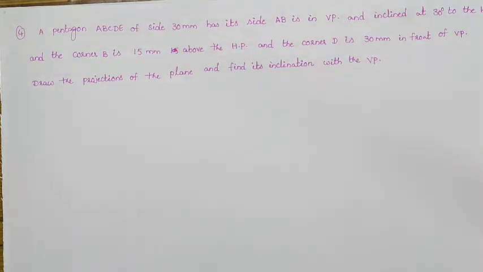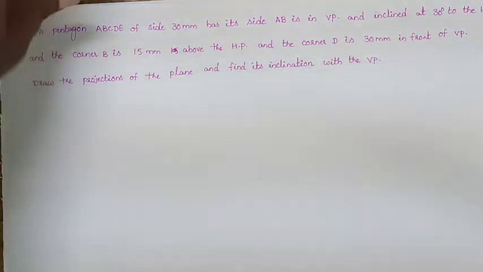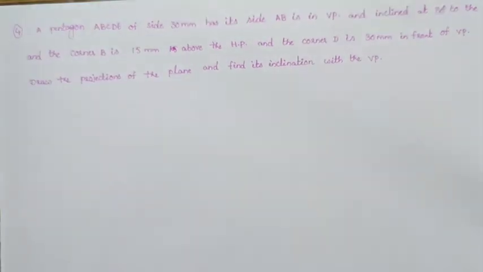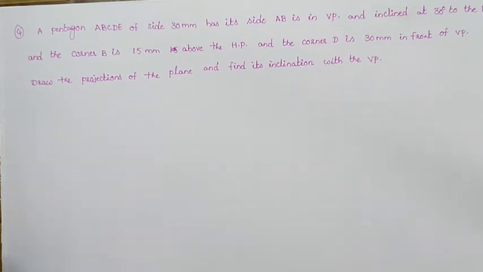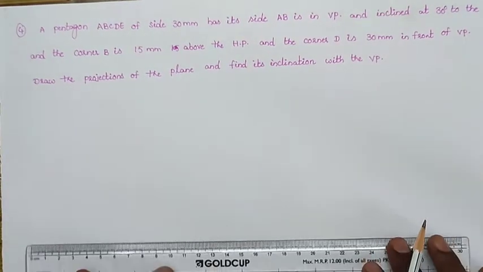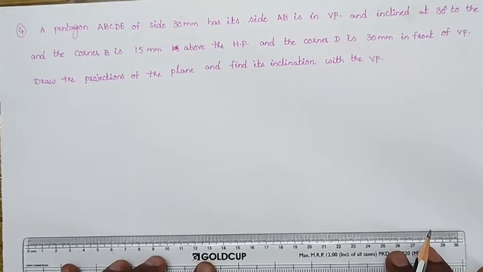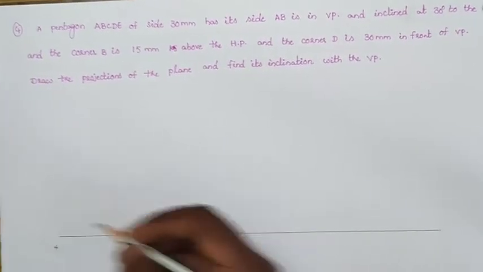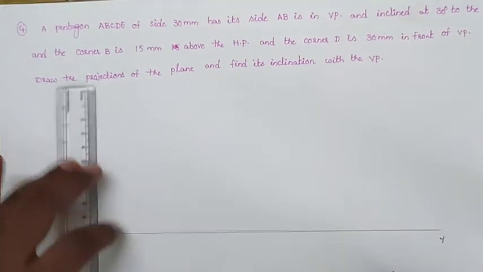Draw the projections of the plane, and they are asking for the surface inclination with respect to the VP. So how will we draw this problem? Whenever a side is in the VP, we can assume the plane surface is parallel to the VP and draw the first front view and first top view of our diagram. So draw the reference line and construct the first front view.